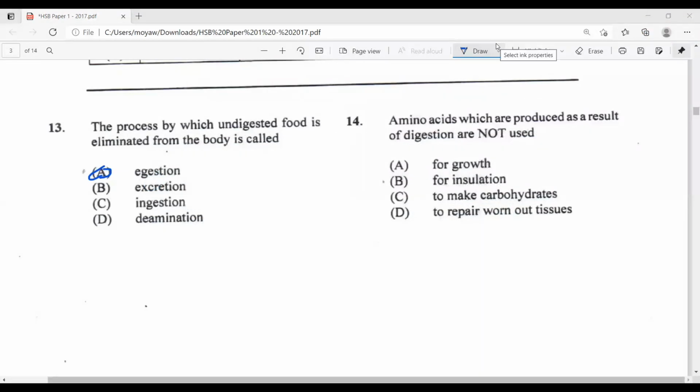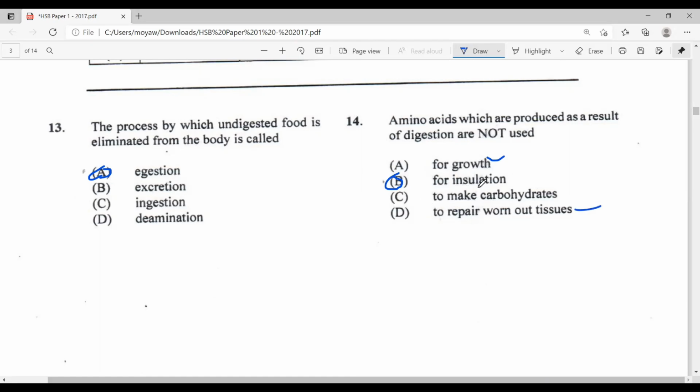Question 14. Amino acids which are produced as a result of digestion are not used, so we have A for growth, B for insulation, C to make carbohydrates, D to repair worn out tissues. So the best possible option for this would have been that amino acids are not used for insulation. Fat is the only macromolecule that is used for insulation, so that's why that would have been out. So amino acids are used for growth, that's one of their major functions. They are also used to repair tissues, so growth and repair, those are their major functions.